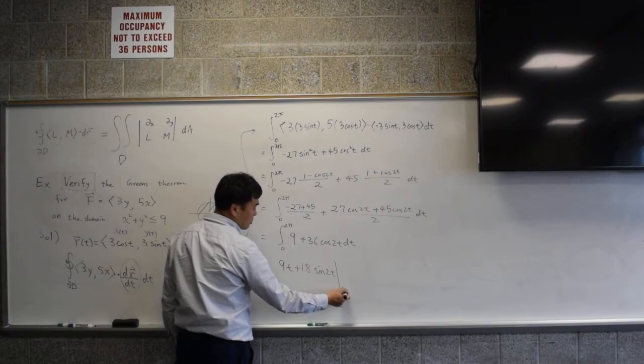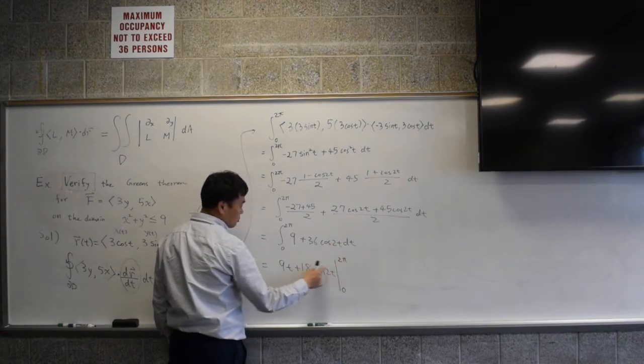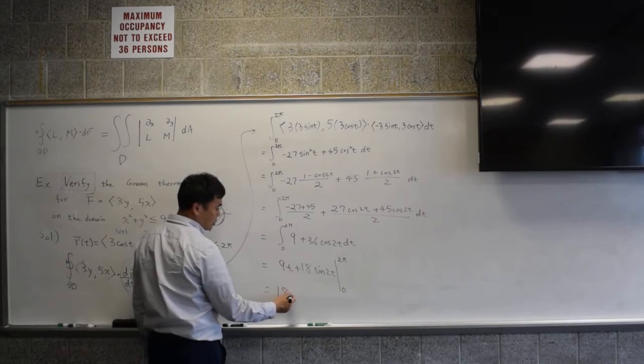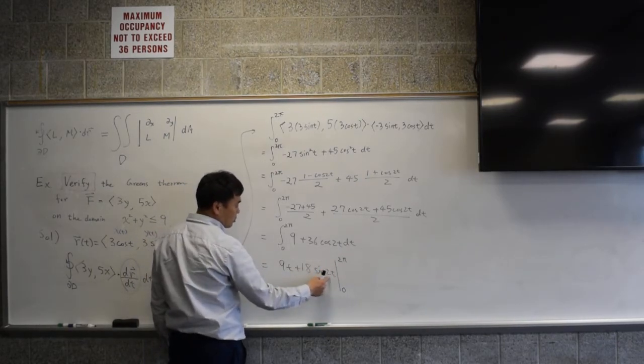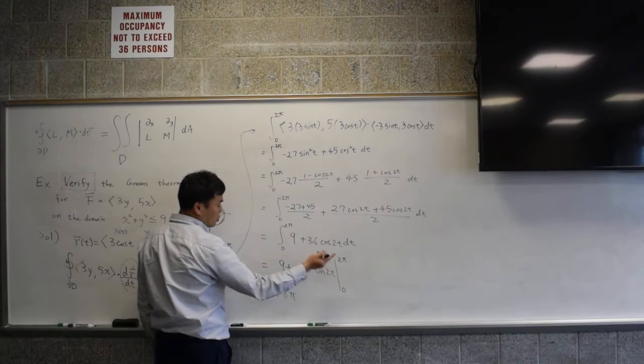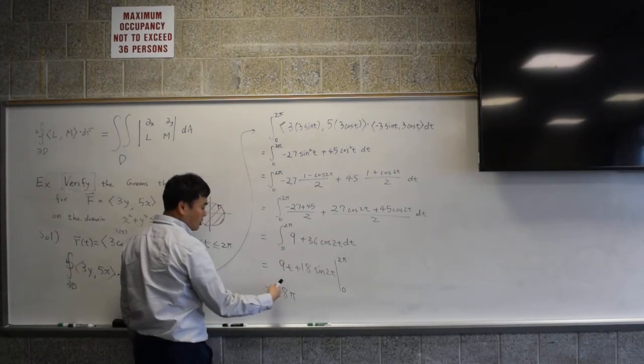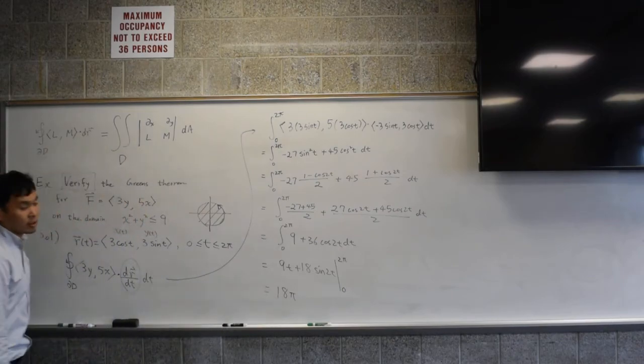And then you have to plug in 0 and 2 pi. 2 pi goes in here, which is 2 pi times 9 is 18 pi. And in both cases, when you plug in 2 pi, sine 4 pi is 0. When you plug in 0, sine 0 is 0. So this is the only value that you get. So 18 pi is your answer.